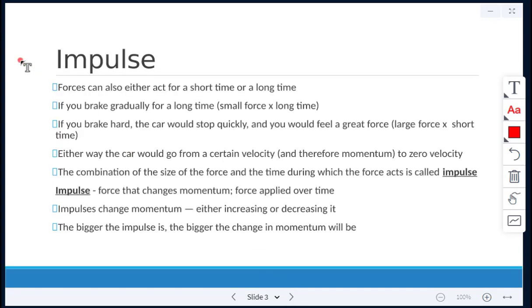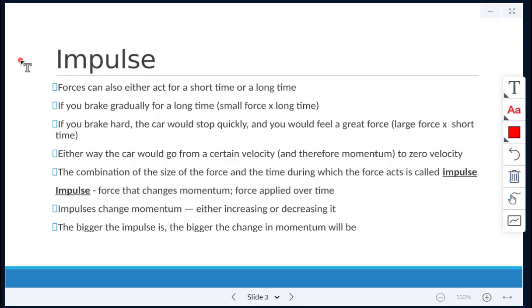So impulse. So forces can either act for a short time or a long time. So if you're braking gradually over a longer period of time, that's a small force times a longer period of time. If you brake hard, the car would stop quickly and you would feel a great force. So it's a larger force times a shorter period of time. Either way, the car would go from a certain velocity and therefore momentum to zero velocity when it comes to a complete stop.